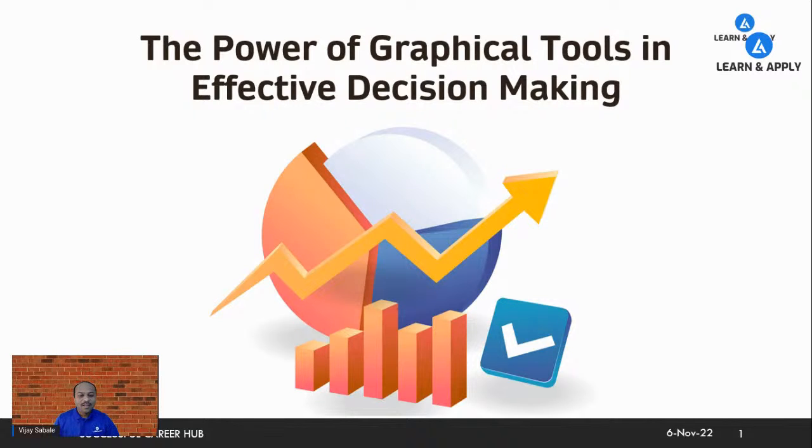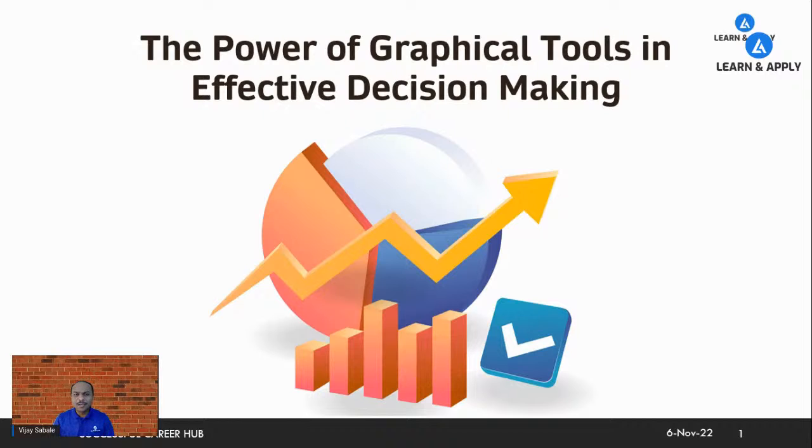Great, thank you. So, today we are going to learn the power of graphical tools in effective decision making. Now we can say there are two kinds of tools that we can use when we are taking decisions. And these decisions are based on facts and figures, right? These types of tools are statistical tools and graphical tools.